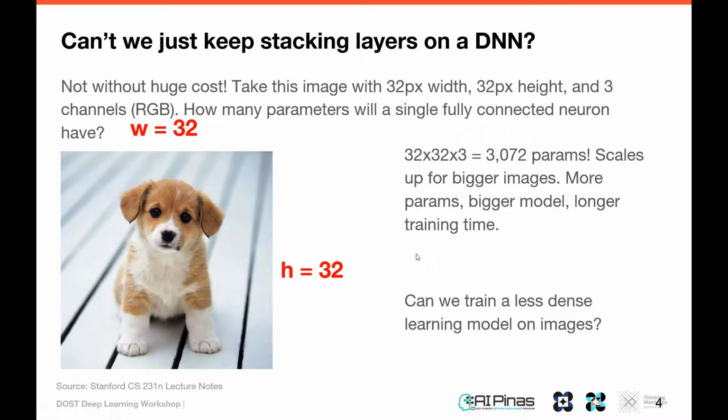So why use a convolutional neural network? Why use a different architecture instead of just continuing to stack more and more layers on the type of fully connected deep learning network that we've been building for the last couple of segments? Yeah, we can do that, but it's hugely expensive. And the reason why comes down to the number of parameters that pop up in images.